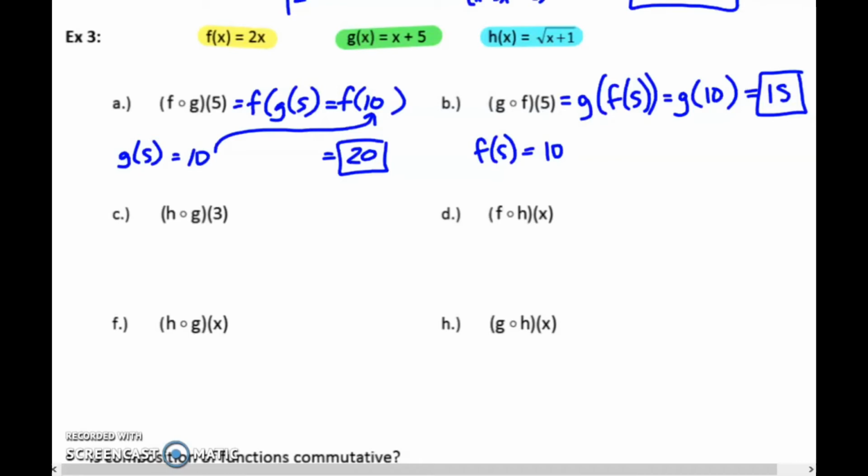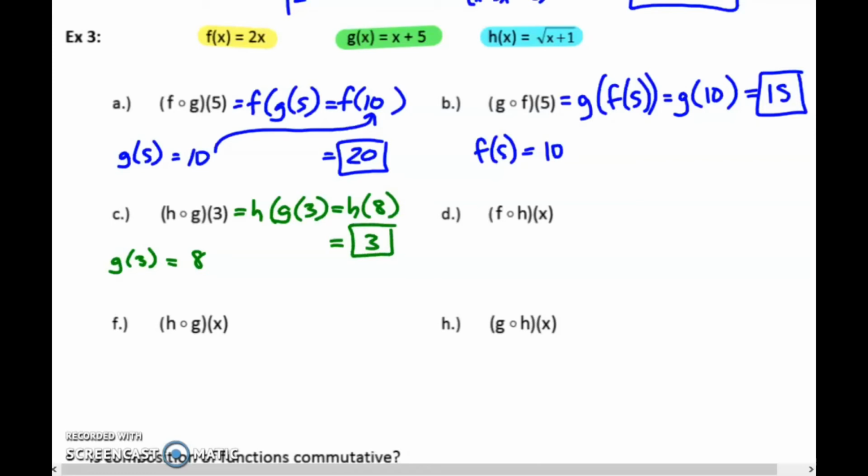Okay, h of g of 3 is the same thing as h of g of 3 written like that. So first thing I need to do is what's inside those parentheses, g of 3. The g function tells you to take that plus 5, 3 plus 5, that's going to be 8. And now you're going to plug that into your h function, h of 8. So the h function says take your input, add 1. So 8 plus 1 is 9. Then take the square root. Square root of 9 is 3. That simply gives me a 3.